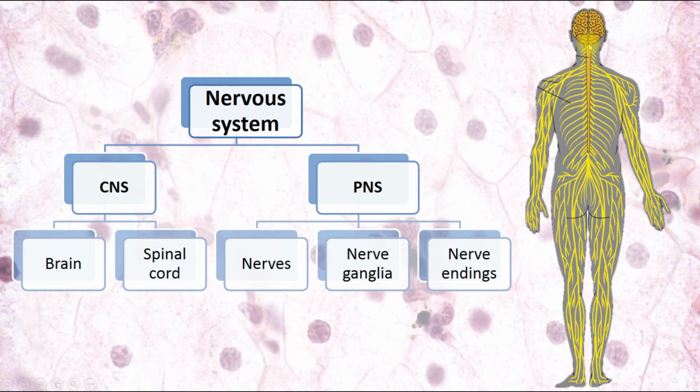Also, some perikaryons of neurons are present in the peripheral nervous system. They form nerve ganglia. Nerve ganglia are small groups of neurons which are located near inner organs, and they provide regulation of functions of those organs. So let's begin with the central nervous system.